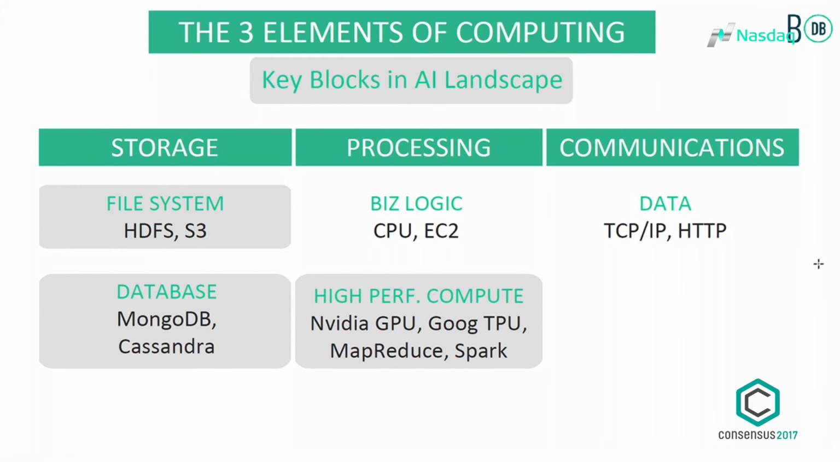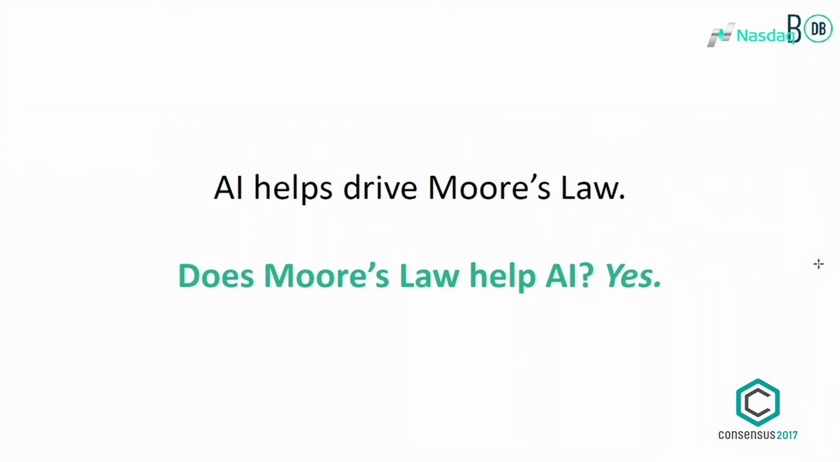The Google Tensor Processing Unit, which they just opened up to the cloud last week. MapReduce and Spark, which are ways to have massive batches of compute. So these are the things that are driving AI on storage for the data and processing for the compute.